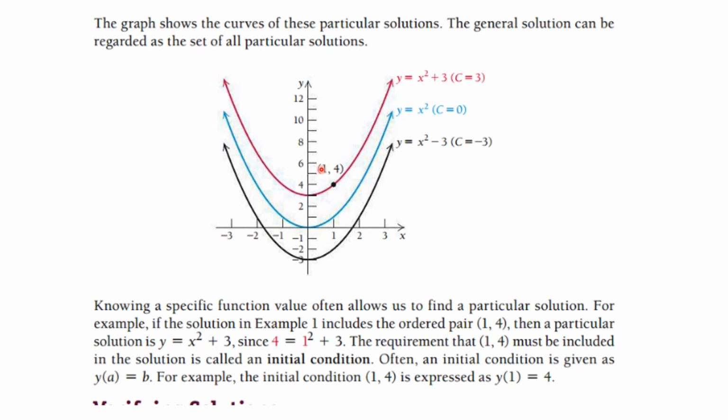And in fact, it's a family of solutions. So for different values of c, you get different curves that are a solution. But if we know a specific function value, this often allows us to find a particular solution. For example, if we know that when x is 1, y is 4, then we can substitute that into the equation, and we can learn that y is equal to x squared plus 3. The requirement that (1, 4) must be included in the solution is called an initial condition. Often an initial condition is given by y of a equal b, and that is called a particular solution because it goes through a particular point, (1, 4).